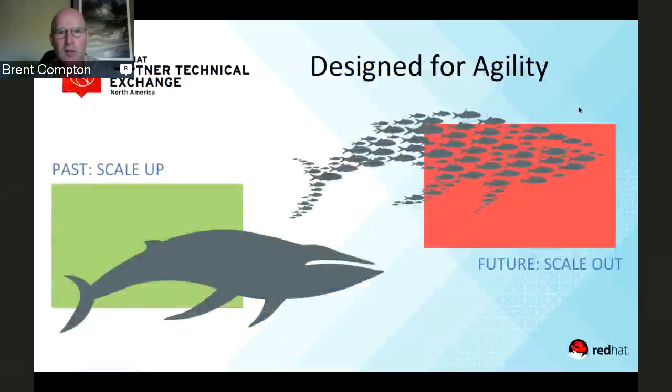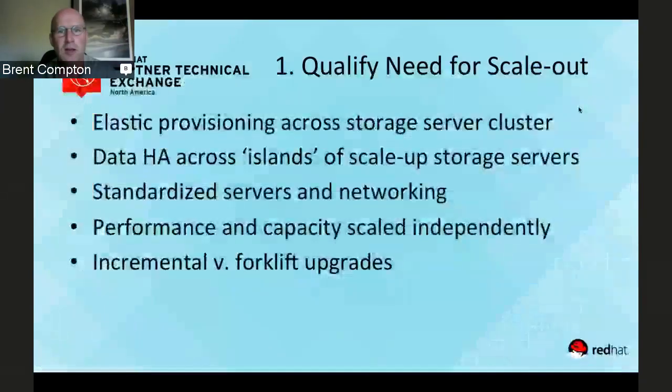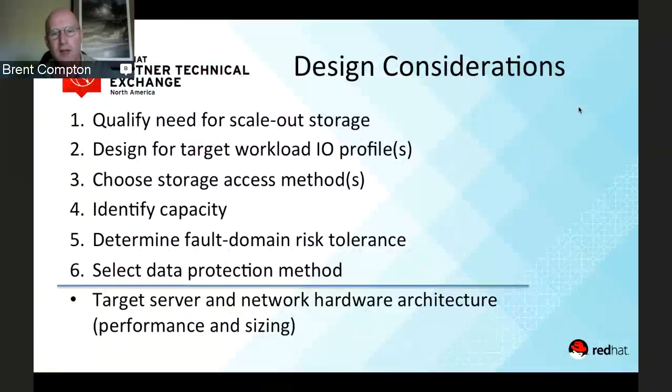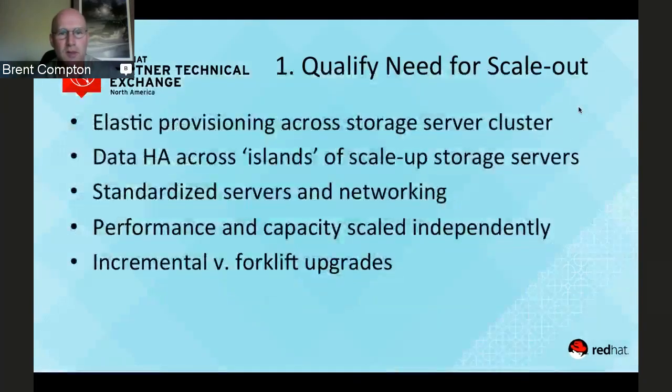So anyway, the first design consideration, qualified need for scale-out storage. As you all know, as architects, depending on the size, and if it's an Oracle database, size, workload, and whatnot, it may not in fact be the right solution. But moving on past that.